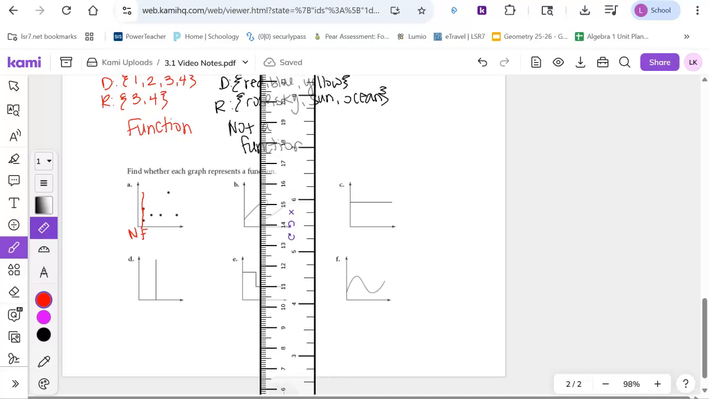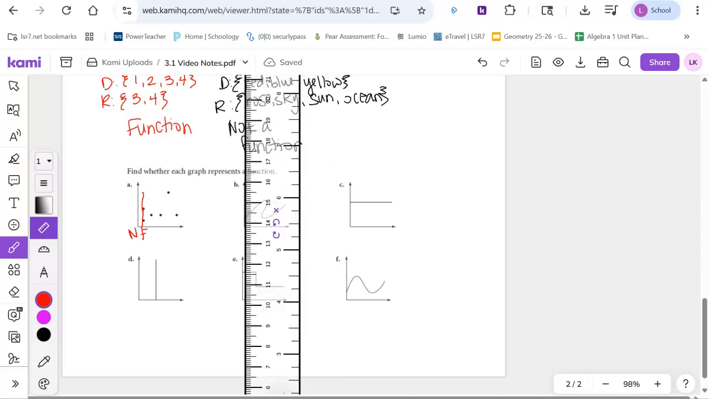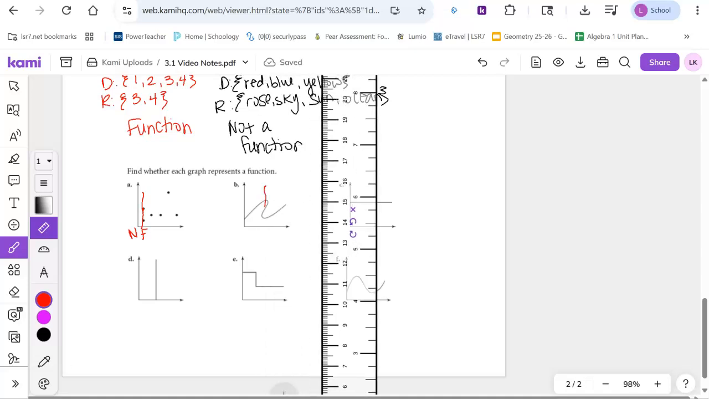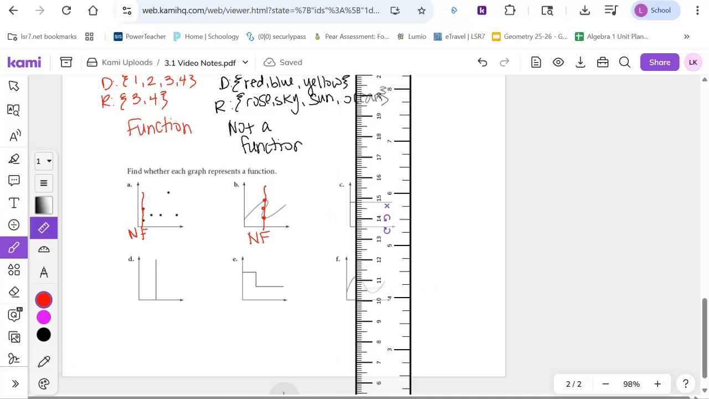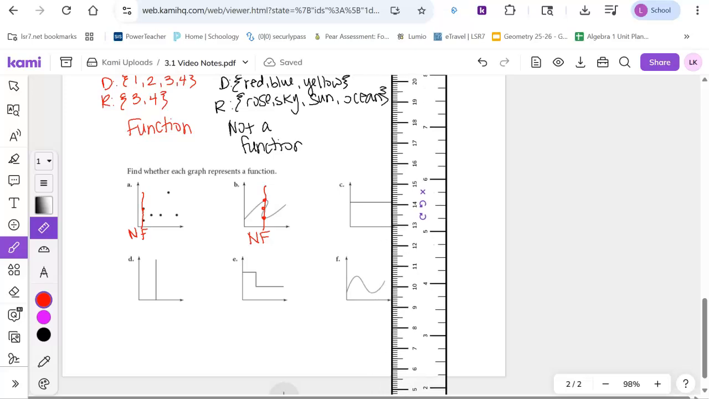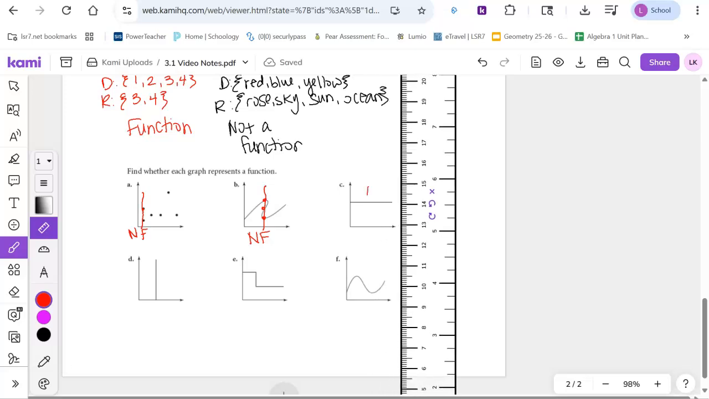Now, if I look at this one, I'm going through, ooh, right there. If I draw a vertical line here, it goes through 1, 2, 3 spots at once. So again, that's not a function. Now let's look at this horizontal line. It is only hitting it once at a time. So that means it is a function.